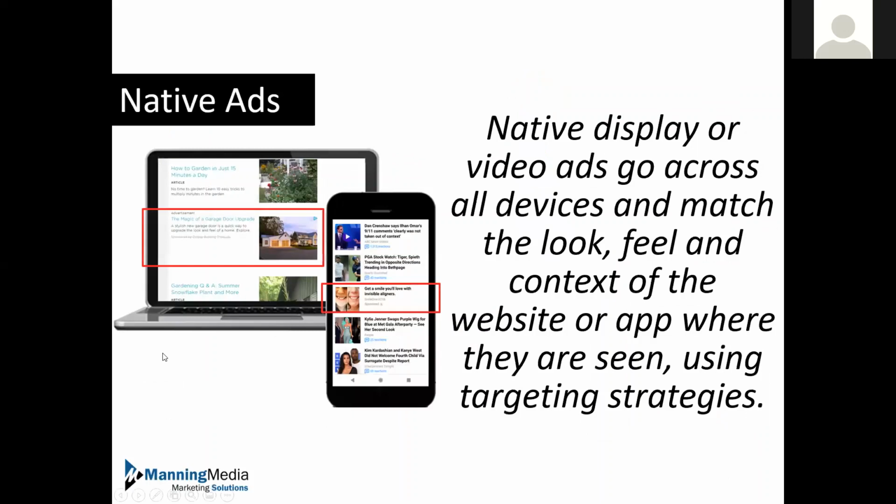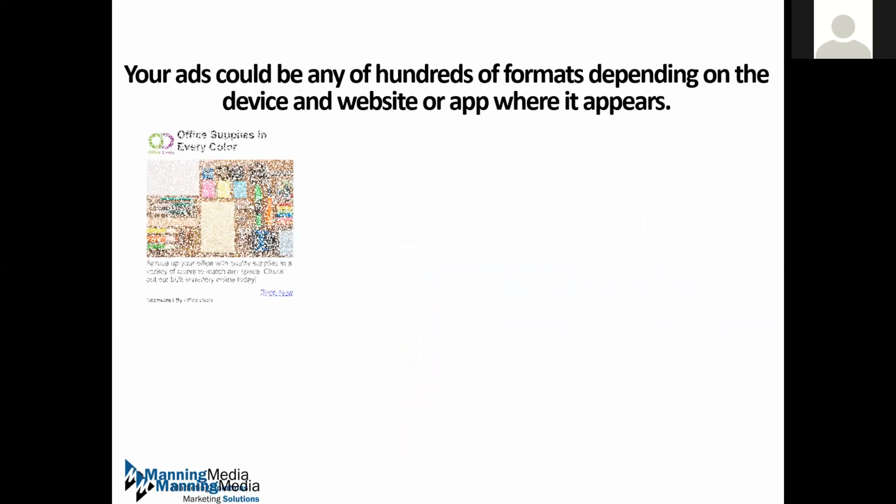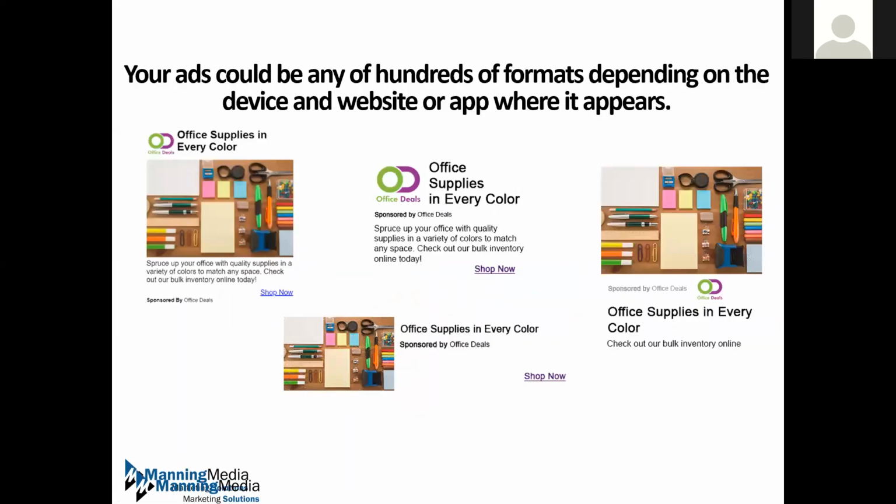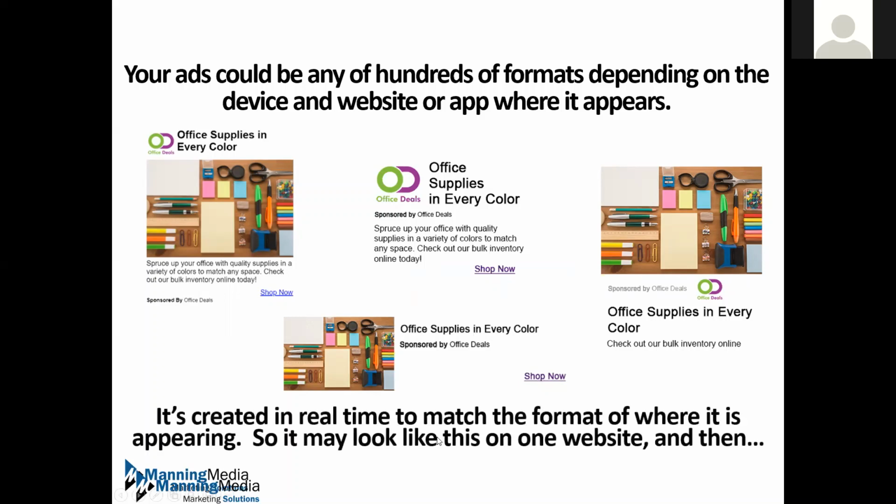Native ads, this is another way to put your story out there. And this is one of those advanced digital targeting capabilities that we offer. Native display or video ads can go across all devices, and they're going to match the look and the feel and the context of the website or app where they're seen, using targeting strategies once again. So your ad could be any one of 100 formats, depending upon the device and the website or the app where it's going to appear. That's what makes them native. These are ads that are dynamically generated in real time, so they can match the format of the ad that's going to appear.